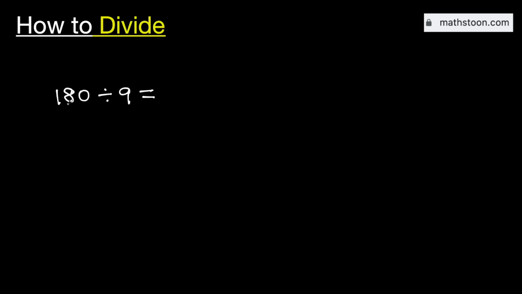In this video, let us learn how to divide the number 180 by 9 using the long division method. 1 is less than 9, that is why we will consider the number 18. We know that 9 times 2 is equal to 18. Subtract, we get a 0.